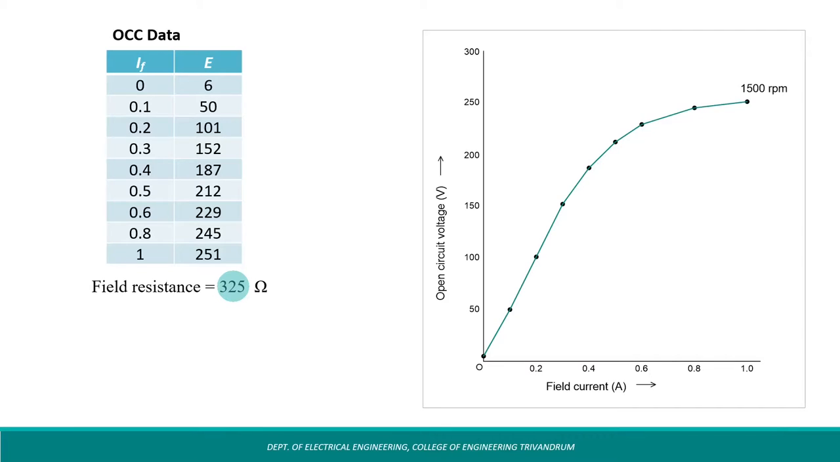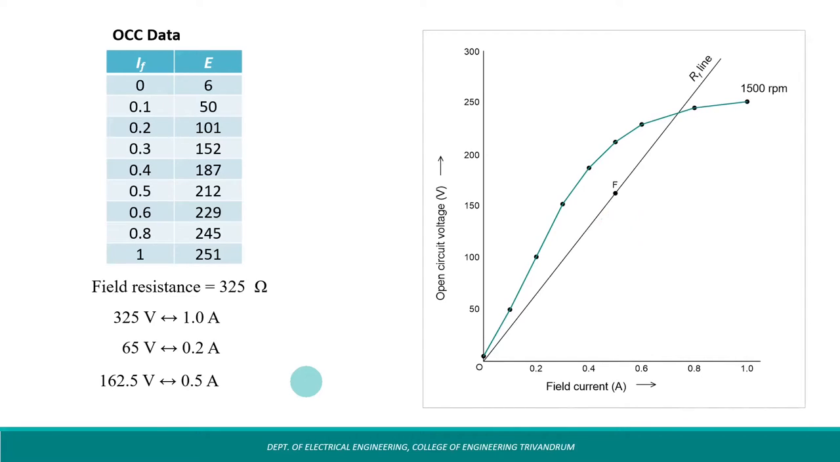Resistance is the ratio of voltage to current. If you are applying 325 volts, the corresponding current will be 1 ampere. But here in the graph, 325 is beyond the maximum value of the voltage scale. So we have to take a different pair. That is 165.5 volts and 0.5 amperes, which are half of the previous pair. And the corresponding point F is marked in the graph. Then a line is drawn connecting the origin and the point F and extended. This is the RF line, which represents the field resistance of the machine.